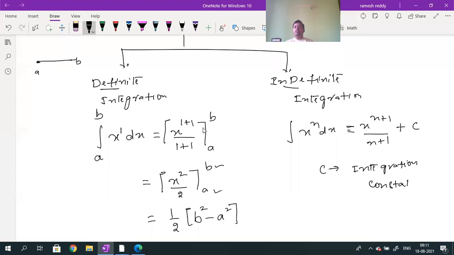Such an integration is called what? Definite integration. The difference is, in definite integration, limits will be given. You have to do the integration from where to where, and that will be given in definite integration, whereas in indefinite integration, the limits will not be given. So that is the major difference between the integrations.